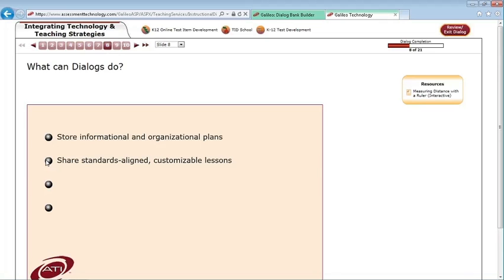They can also share standards-aligned, customizable lessons. Everything in Galileo is linked to the Common Core state standards, also to the previous state standards, and also to standards that are not addressed by Common Core or by the state in their end-of-year assessments. So there's a lot of content that's available.